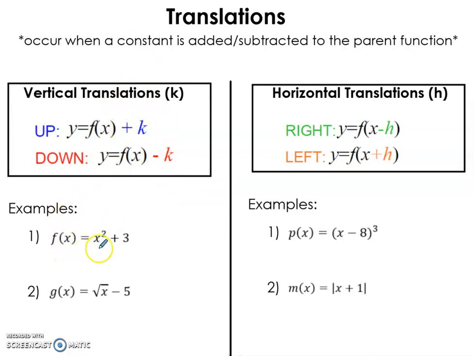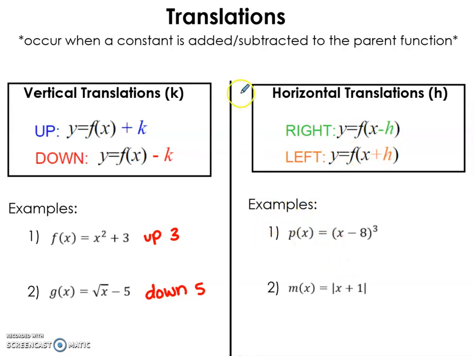In this example here, we can see that the parent function is x squared, and then we're adding 3 to the outside, which means that this is really going to move up 3. In this function, our parent function is the square root of x, and we are subtracting 5 from that, so that means that it's going to move down 5. With the horizontal translations, that means that the addition or subtraction is inside the parentheses or attached to the x.